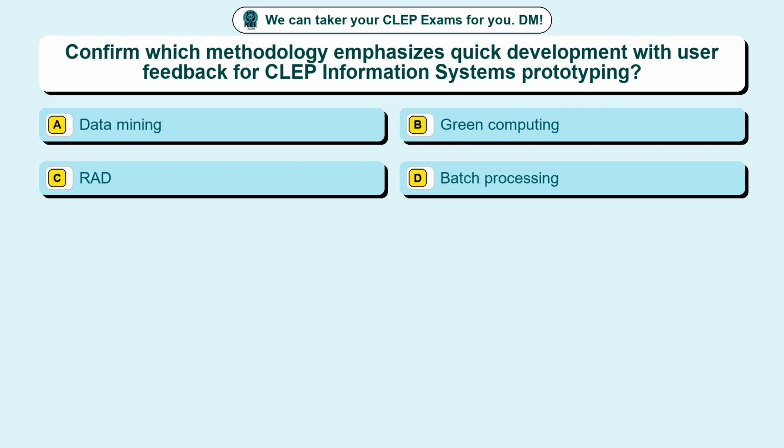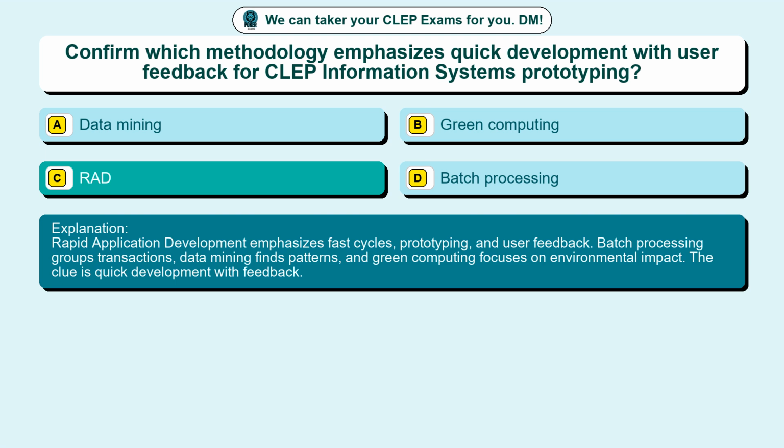Question 69. Confirm which methodology emphasizes quick development with user feedback for CLEP Information Systems prototyping? Option A, data mining. Option B, green computing. Option C, RAD. Option D, batch processing. The correct answer is option C, RAD.